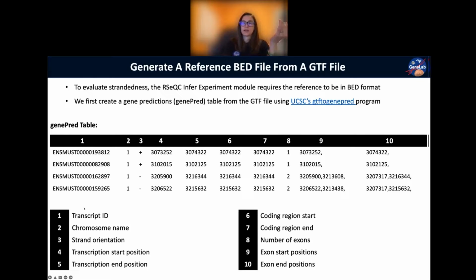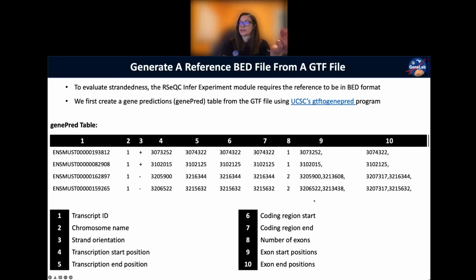So in this table, we have our transcript ID in the first column. We have the chromosome name in the second column. We have the strand orientation, sense or antisense, in the third column. And then we have the start position, transcription start position, in the fourth, and transcription end position in the fifth. The 6th is the coding start region. The 7th is the coding end region. The 8th is the number of exons that can be found in the transcript. So each one of these represents a transcript.